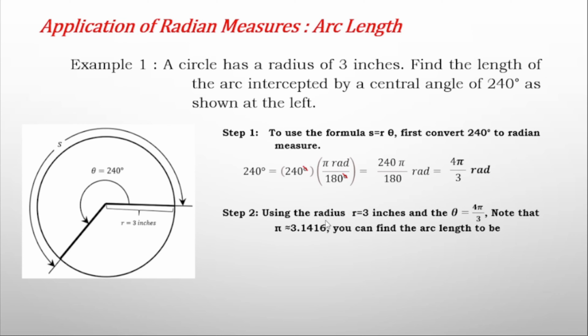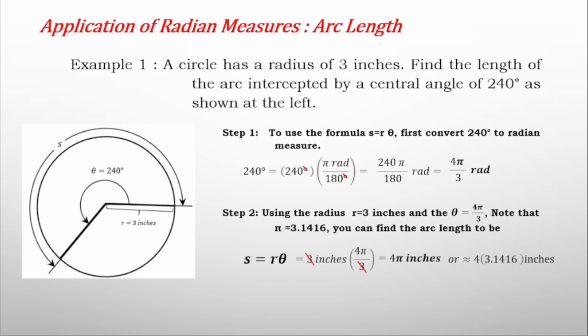Then step 2 is, using the radius, r is equal to 3 inches and the theta is equal to 4 pi over 3. Note that pi is equal to 3.1416 if we're talking about the length of a circle. You can now find the arc length by substituting the r, which is equal to 3 inches, and the theta, which is equal to 4 pi over 3. So that is why we have 3 inches times 4 pi over 3. Then we are going to cancel out the 3 because it is divisible by 3. Then we can say this is now 4 pi inches.